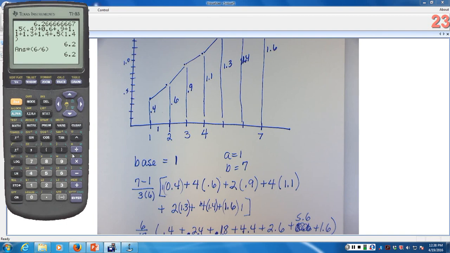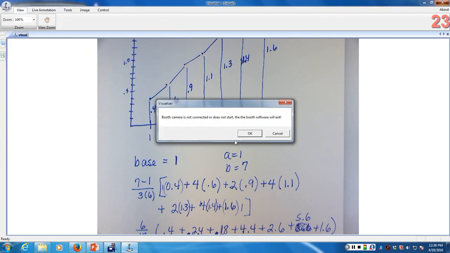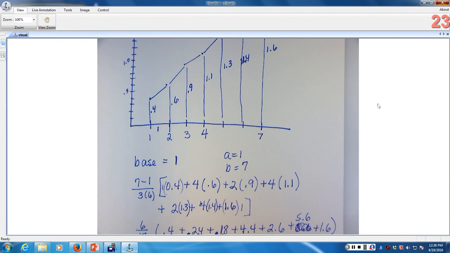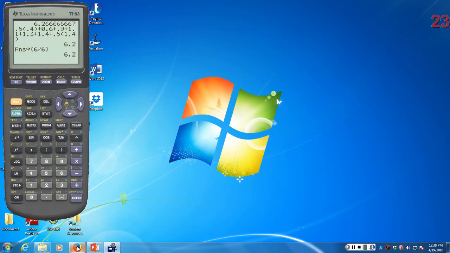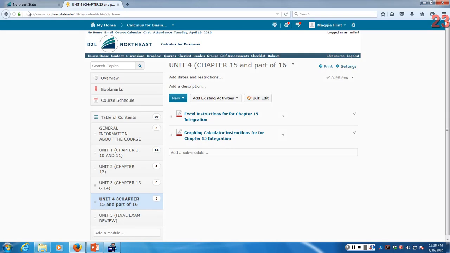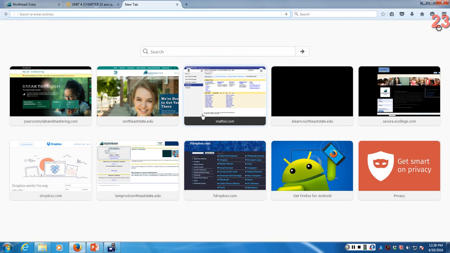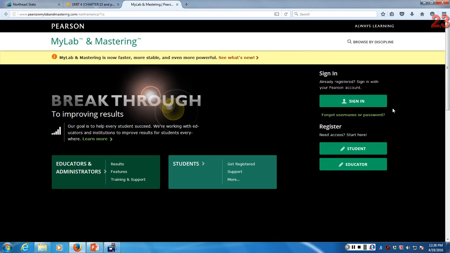Actually, I think the calculator might even have a Simpson's rule routine built into it. I'll have to look. I'm pretty sure the 84 does. I don't know about the 83. But anyway, that's all there is in that section. So if you want, what we will do is go to my labs and look at some homework problems.